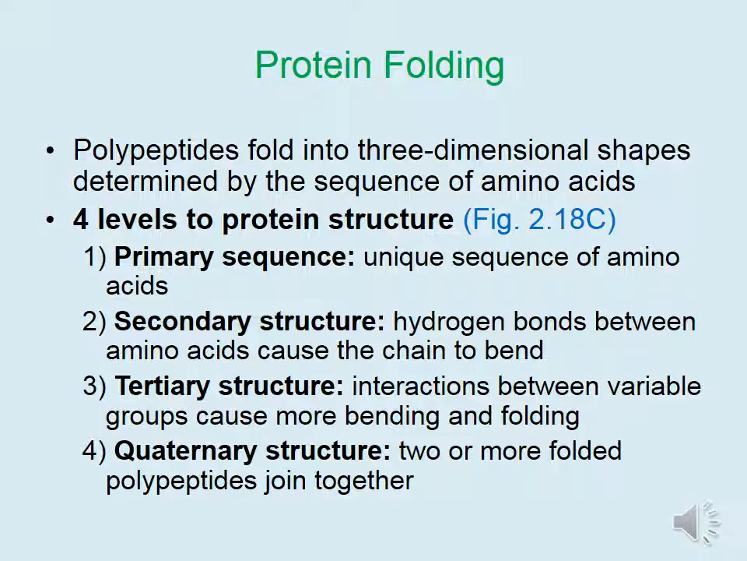There are 4 levels to protein structure as follows. Primary sequence refers to the unique sequence or order of amino acids found in each polypeptide. Secondary structure is hydrogen bonding between amino acids that causes the chain to start bending. Tertiary structure results from interactions between variable groups which causes more bending and folding. While many proteins are fully functional with tertiary structure, some proteins require 2 or more folded polypeptides joined together in order to be fully functional. In this case, this is referred to as quaternary structure.